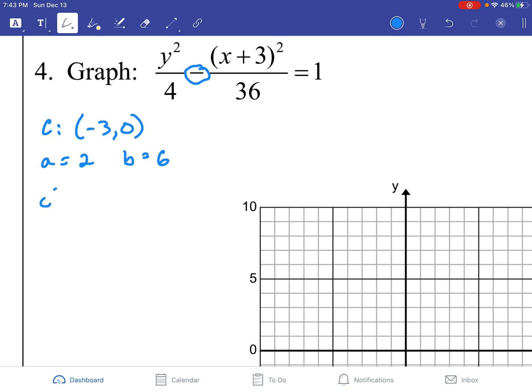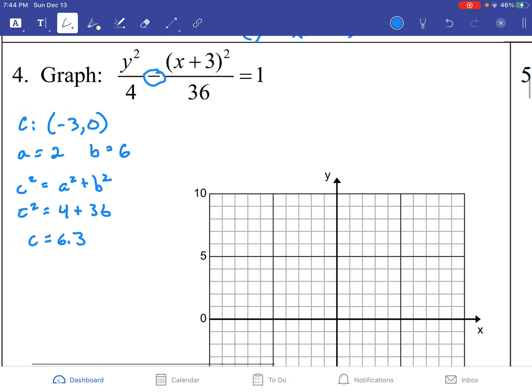I'm going to find the c value because I am graphing, so I'm going to have the formula c squared equals a squared plus b squared. So a squared is 4, b squared is 36. So I'm going to have the square root of 40. I'm going to figure out what that is. So the square root of 40 gives me 6.3. Okay, so now I have all the information I need to graph this.